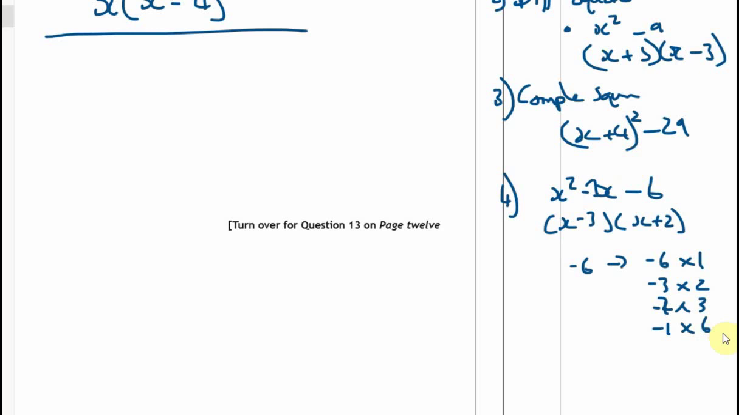Okay, so you've got all your factors, and then you say, well, which one should these two numbers add together to give me this? Well, it's minus 3 and 2. So just write down your factors, take your time. You should come up with something.